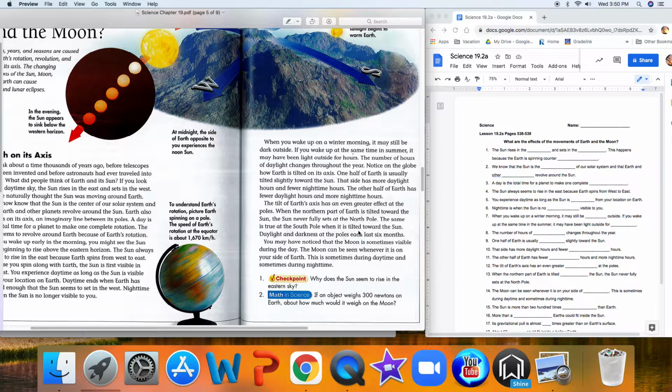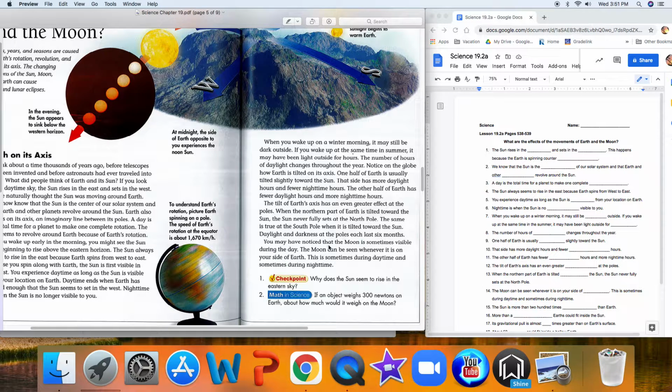The same is true at the South Pole. When it is tilted toward the sun, daylight and darkness at the poles each last 6 months. Guys, I just want you to be careful with that. I don't want you to think that for 6 months it's always light, and then for the next 6 months it's always dark. No, it slowly changes just like we slowly change, but it literally changes major extremes because of the distance of it.